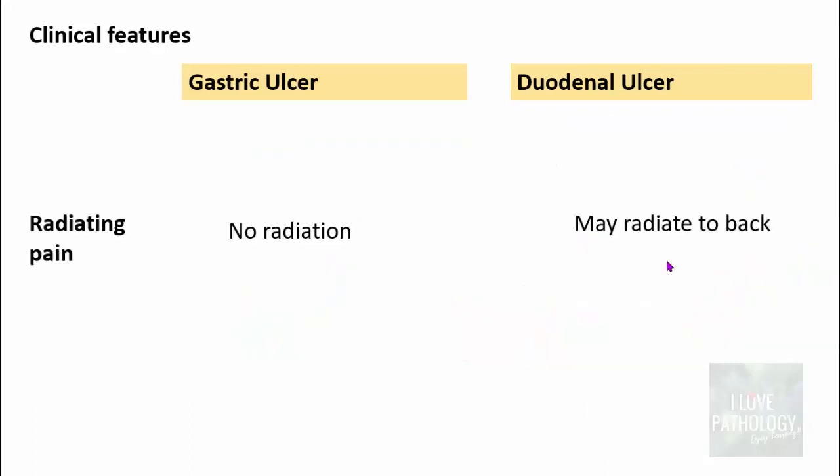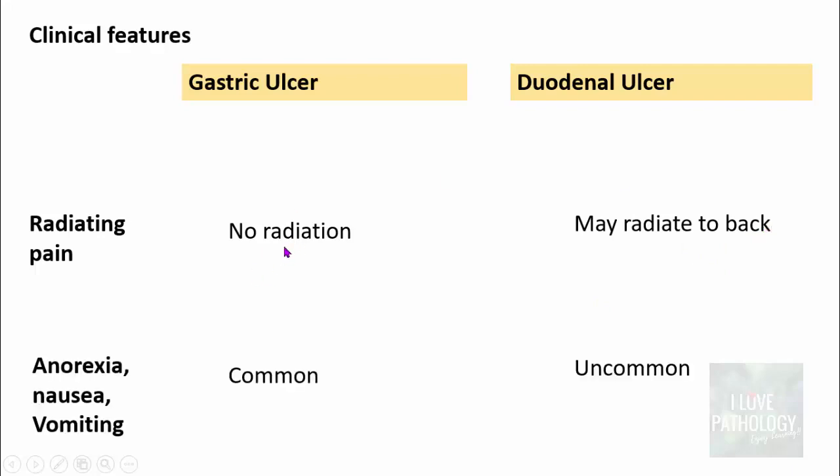Another important manifestation or feature of duodenal ulcer is that these patients have radiating pain. The patient with duodenal ulcers will have pain which radiates to the back, which is not so in the case of gastric ulcers. Anorexia, nausea, vomiting are more common in gastric ulcer than duodenal ulcers.